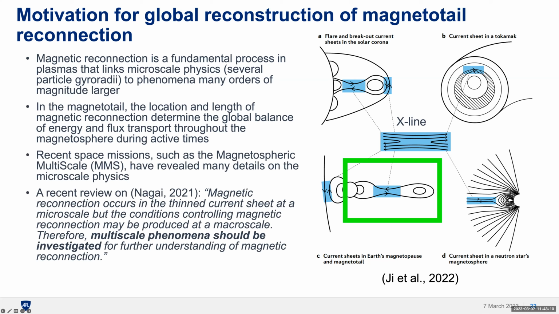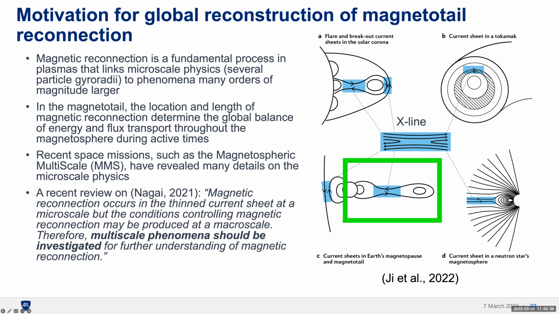So although MMS revealed many of the details of the microscale physics, the global context of the X line is still kind of missing. As a review paper, Nagai put it in 2021, magnetic reconnection occurs in the thin current sheet at a microscale, but the conditions controlling reconnection may be produced at a macro scale. Therefore, multi-scale phenomena should be investigated for further understanding of magnetotail reconnection.